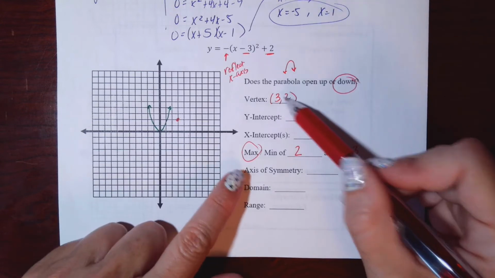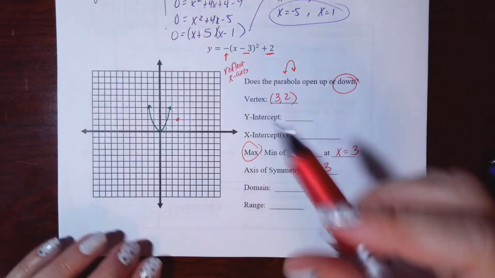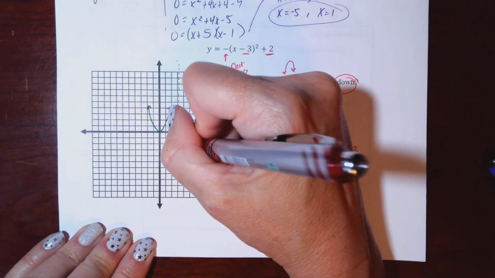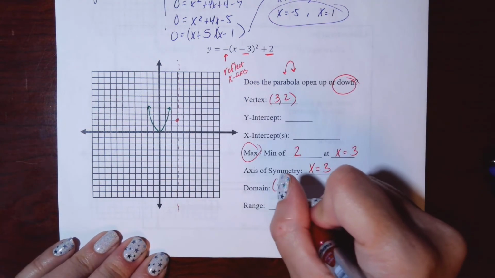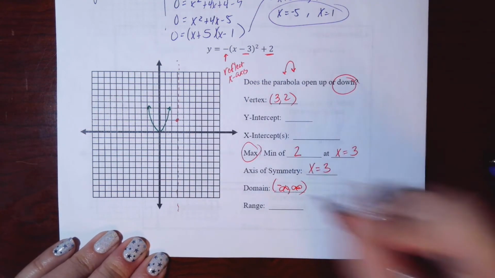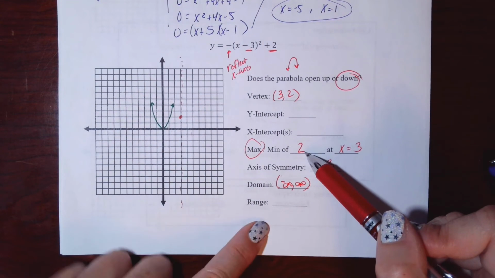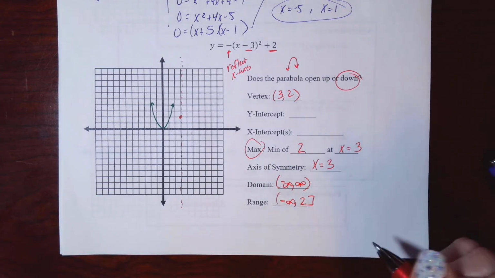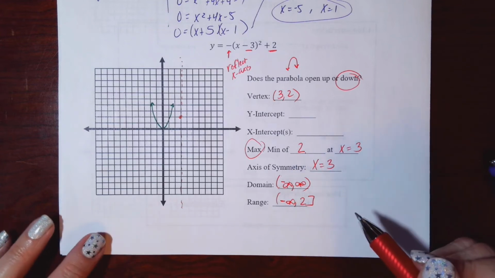And that vertex also tells me my axis of symmetry. My x value, that line x equals 3, that's going to be my axis of symmetry right there. The line x equals 3. Domain of a quadratic function is always all real numbers, and since we know we have a maximum value of 2, our range is going to be from negative infinity to 2 and stop at 2. Now if you can't get that there until you get your graph finished, that's fine, not a problem.